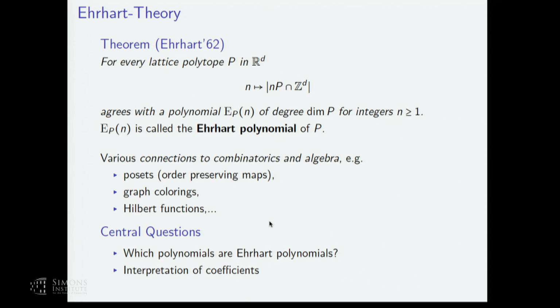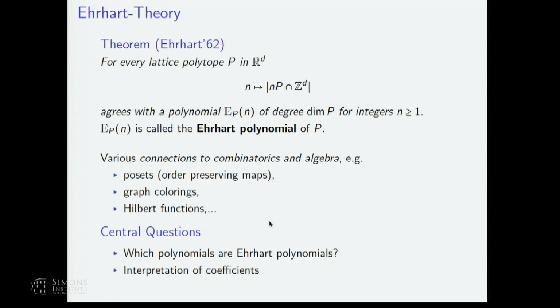For example, if you want to count graph colorings, given a fixed graph and a given number of colors, then this is given by a polynomial. One can see this via Ehrhart theory, or one can also see that this Ehrhart polynomial is a Hilbert function of a graded algebra which can be naturally assigned to the lattice polytope. And so there's a fruitful interplay between Ehrhart theory and commutative algebra in particular.